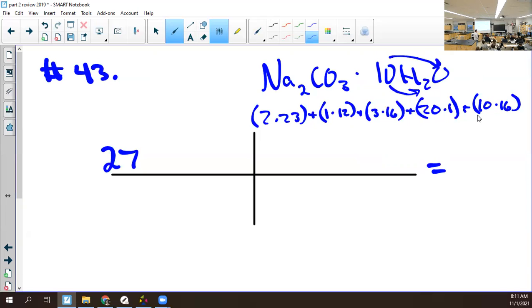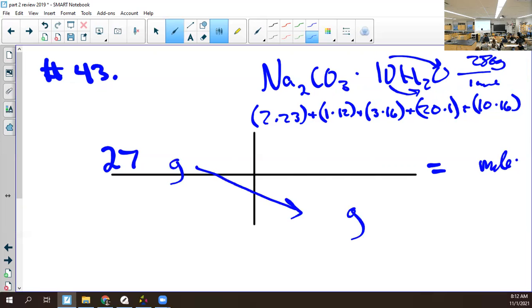$286. Wow, where did I go wrong there? Okay, so this is grams. This is 286 grams per 1 mole. So where would the gram go? Tell your partner, top or bottom? Where does the gram go? The bottom, because this always matches and I want moles, which means these are moles, right? So 286, 1 mole on top.